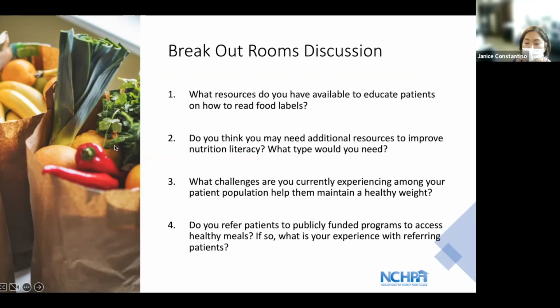I also have a list of low carb foods and snacks in English and in Spanish, so that they can have an idea. Because for some people, they want to change, but then they don't know how.